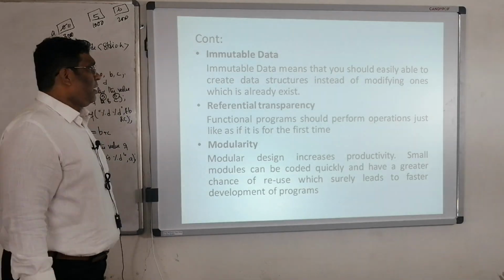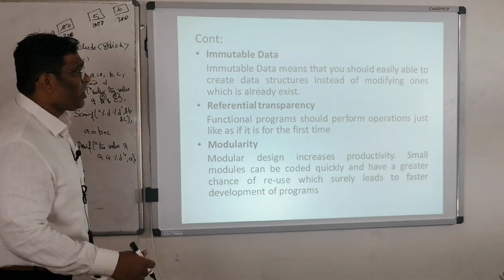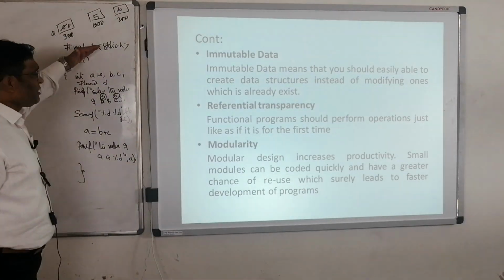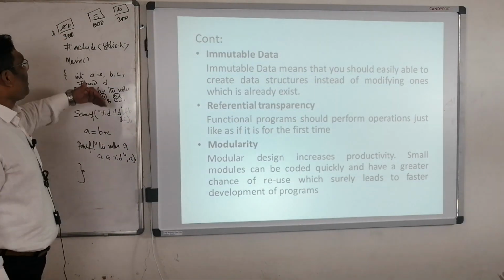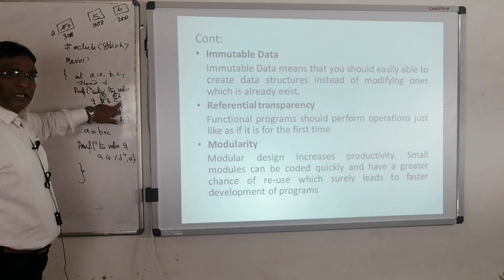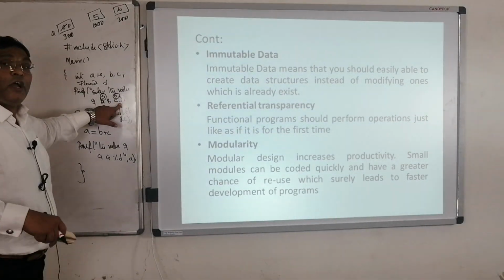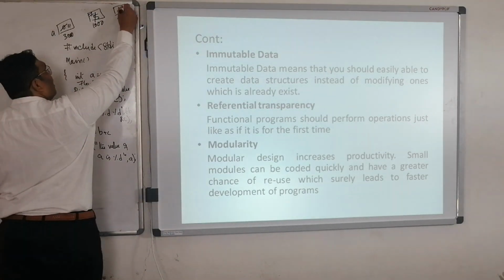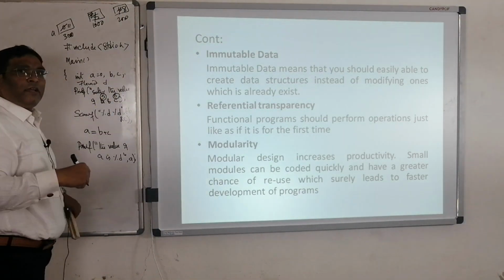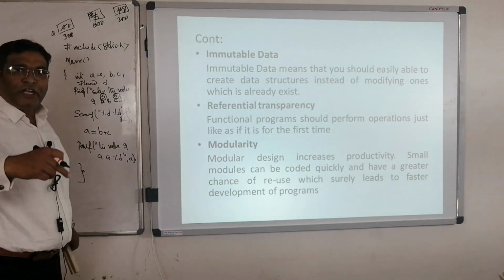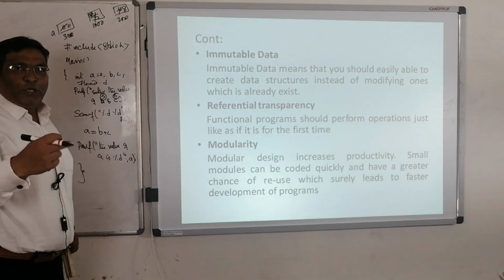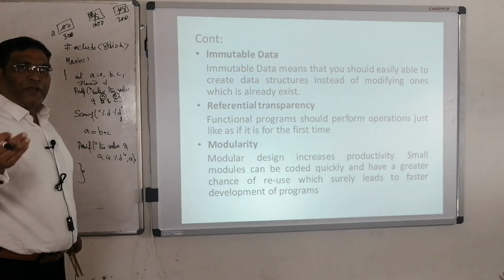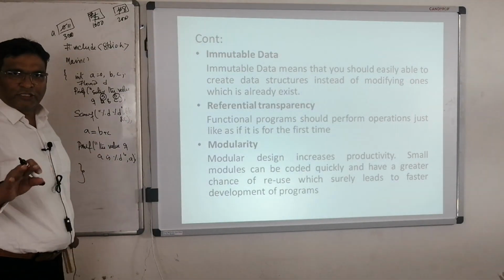Referential transparency: functional programming should perform the operation just like the first time. Let's take an example. If you are executing this program the first time, what will be the output? 5 plus 6 is 11. That's it. Once you execute, you give the values 7 and 8, it should give you the value 16. Every time you execute the program, it executes from the beginning itself. Whatever the previous value was, it's not considered.